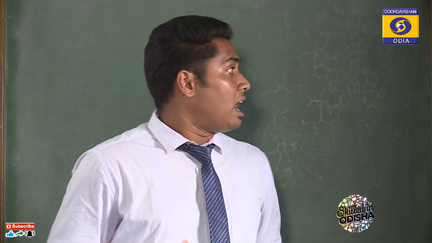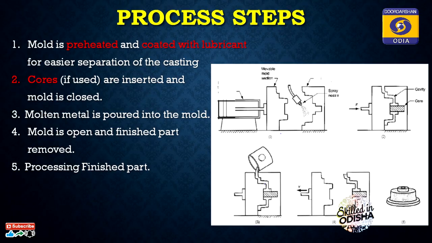To facilitate the separation of the casting product from the mold cavity. Okay, therefore nozzle spray coating is done. After nozzle spray coating, the next step is cores are inserted and mold is closed.